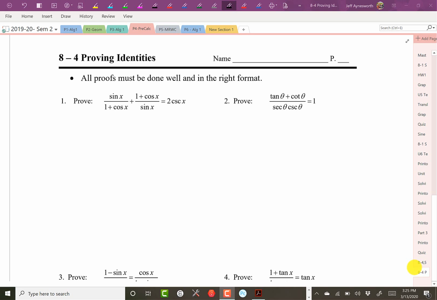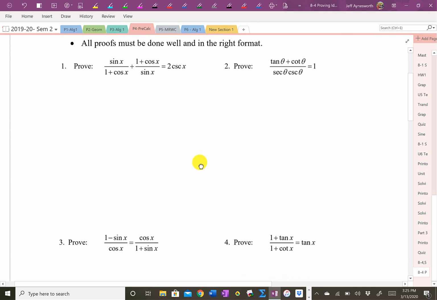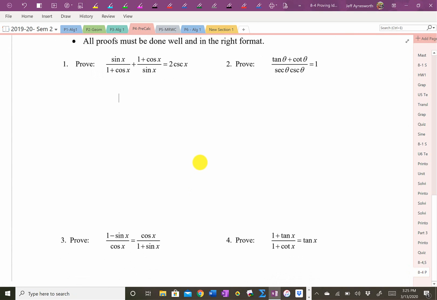All right, guys, this is Mr. Ainsworth, and we're going to get into some pre-calculus material here and how to use your identities to prove some things. What we want to do is justify each step as we go and use your identity. So what I suggest before you get started here is having your notes side by side, and hopefully you made some note cards on some identities.